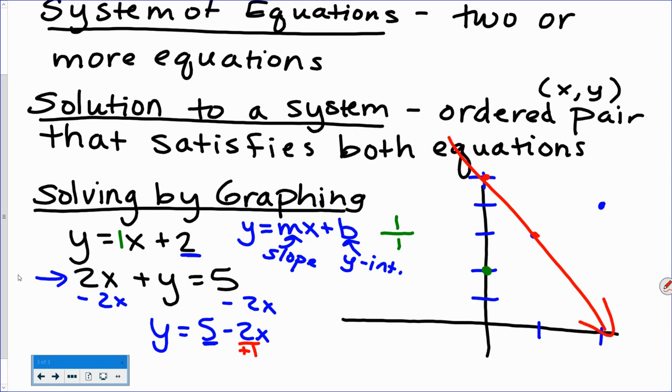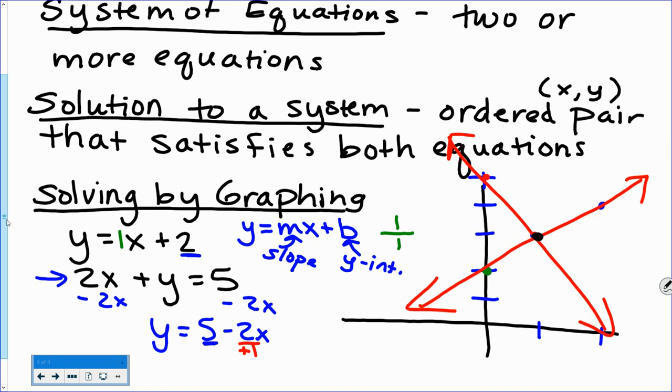So I'm just going to go ahead and draw in my lines. And this point right here is the one I was trying to find. All right, pretty easy to find when you have a grid in front of you. You will have that for all of your homework. Okay.